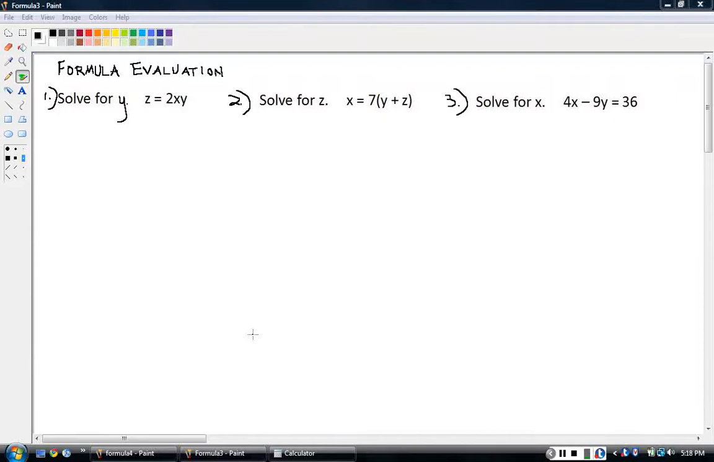Okay, as promised, more examples. I got 5 examples in this video. So let's start with the first 3. The first 3 are on this page. Number 1, solve for y.